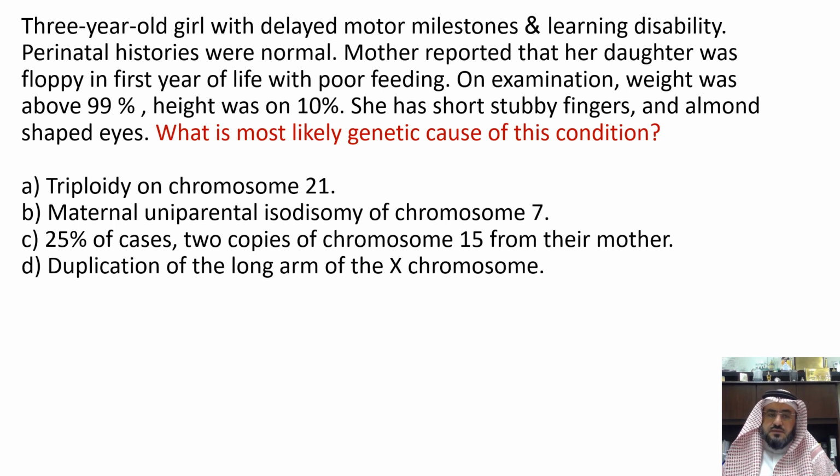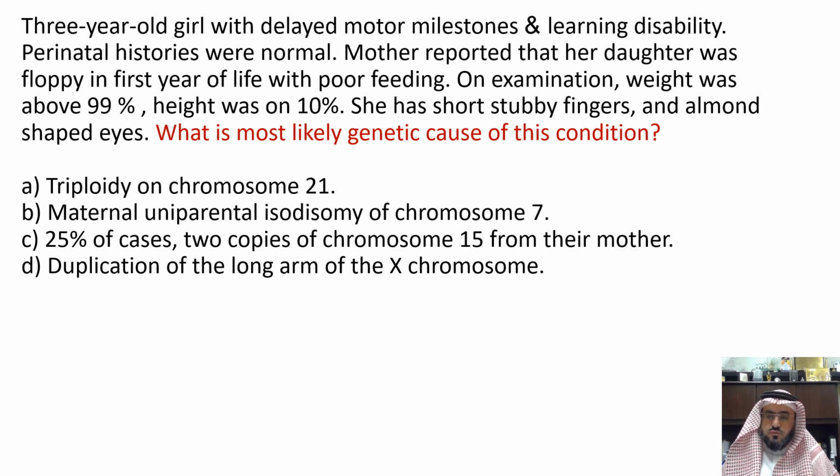And the answer will be C. 25% of cases of Prader-Willi syndrome have two copies of chromosome 15 coming from the mother. You know, we should have one copy from the father, one copy from the mother. Here, two copies came from the mother, and that is what is called uniparental disomy.